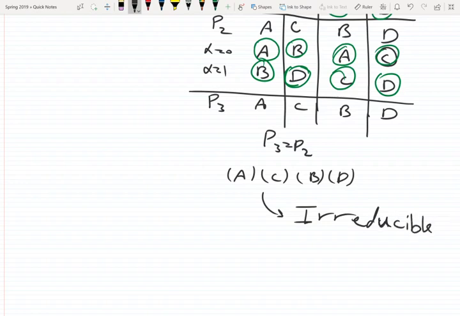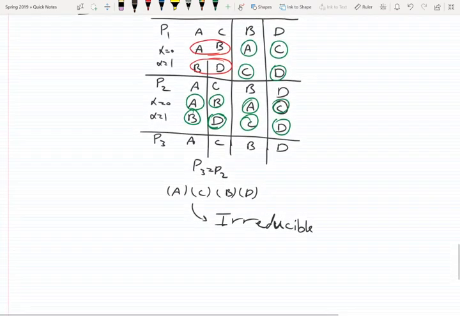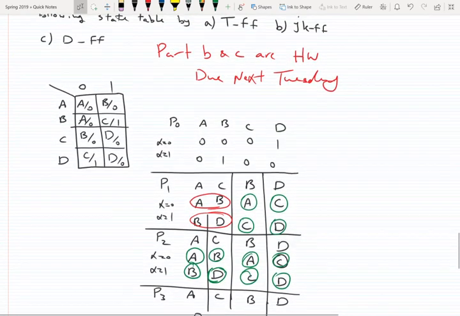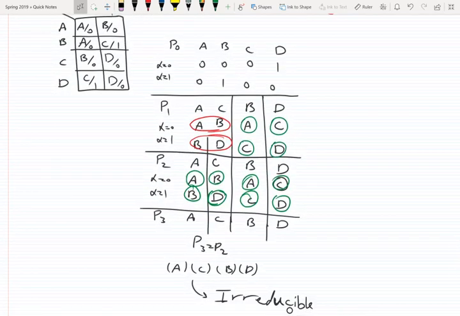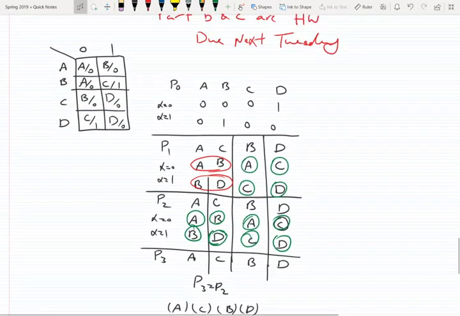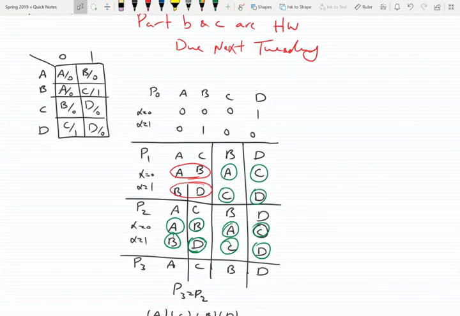Okay, it is irreducible, so we cannot just reduce this function. So we need to keep it as is in the equation. Now that we got to this point, let's go for state assignments. Let me just put some notes for you.